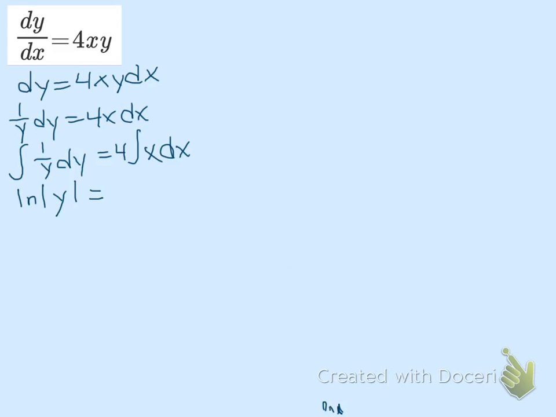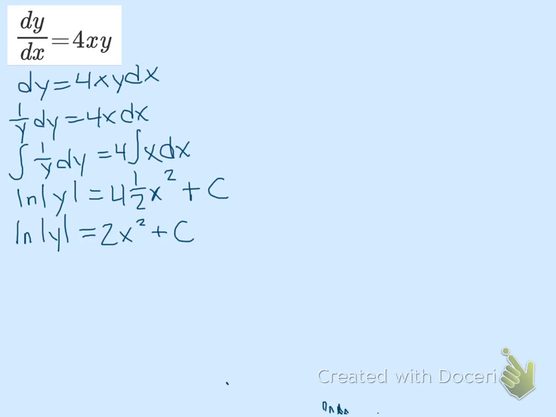So I will apply the power rule over there. So I will have x, so I'll have the 1/2 x squared, which I'll clean up in a second, and then I've got the plus c, which is going to be hanging out over here with the x's. So let's clean that up first. So natural log absolute value of y equals 2x squared plus c.